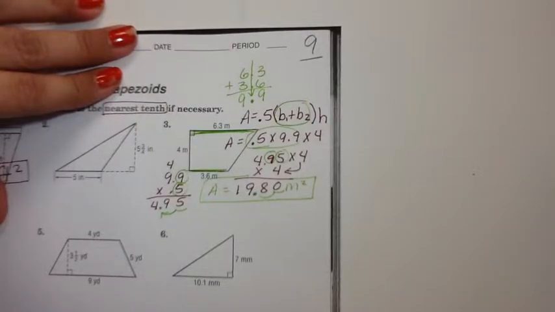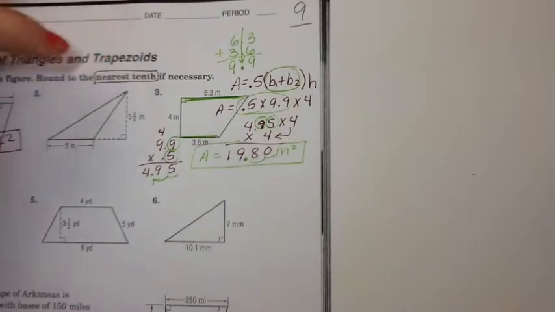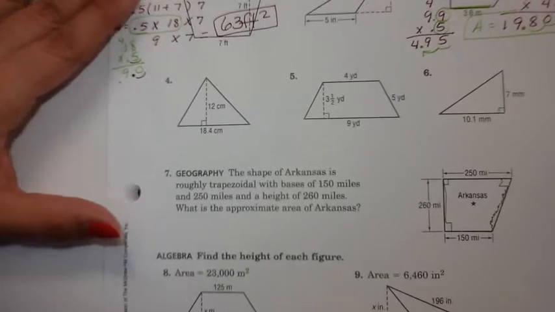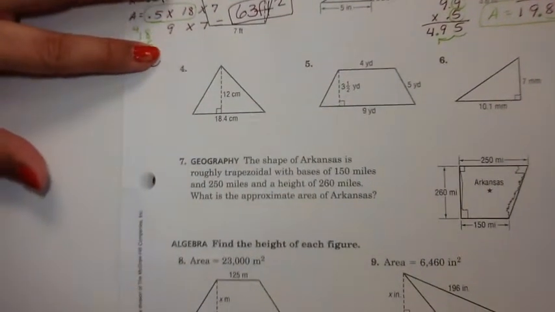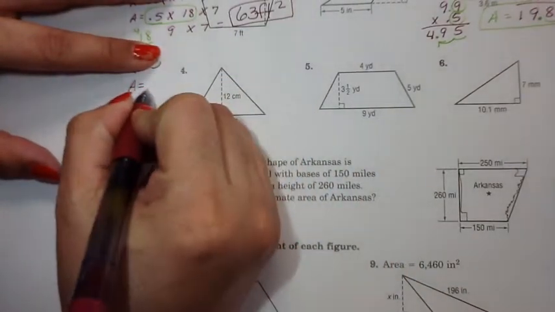Okay, so that is how you do the trapezoid. Any questions on the trapezoid? No? All right, let's go to number 4. Number 4 is a triangle. Okay? Now, what is the formula for the area of a triangle? A equals 0.5 base times height.